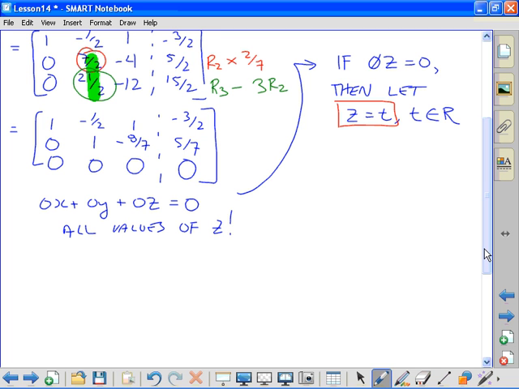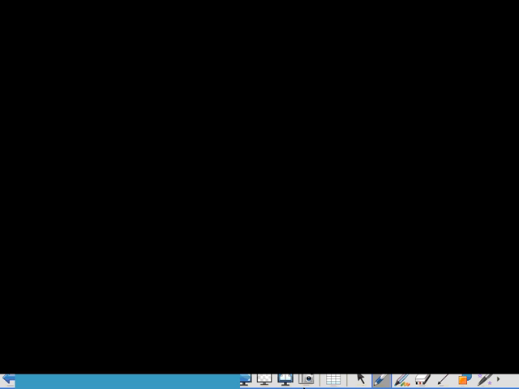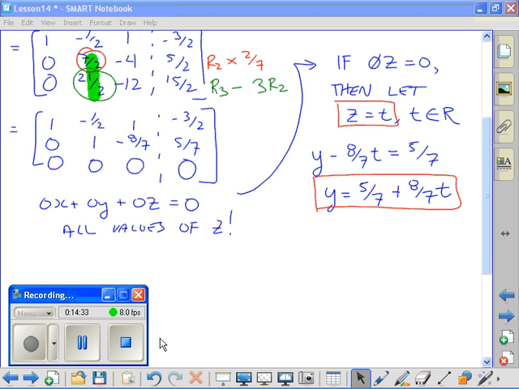So then working our way back, we get y minus 8 sevenths t equals 5 sevenths. So y would equal 5 sevenths plus 8 sevenths t. And then continuing along, again, I'm cutting too close for time here. So I'll finish this up and then I can do my summary in a short video to end this.